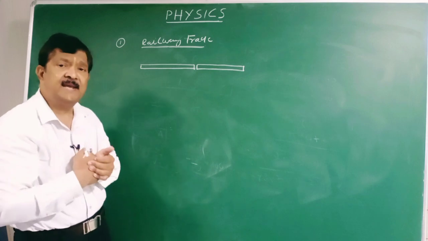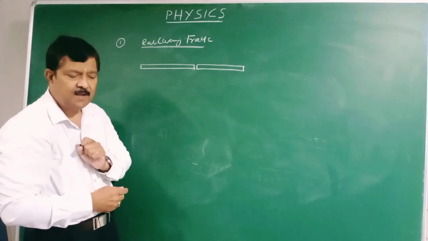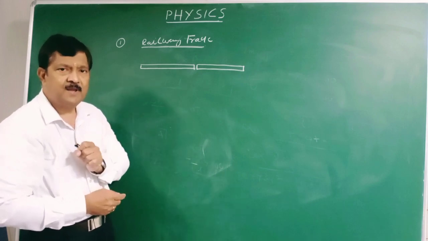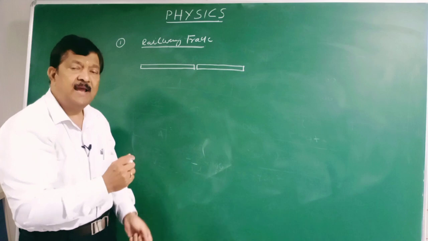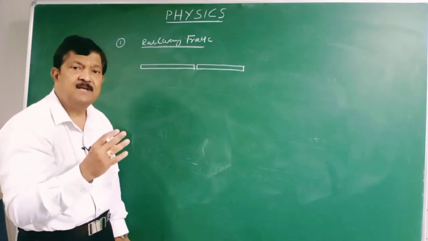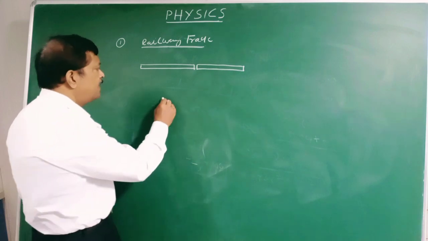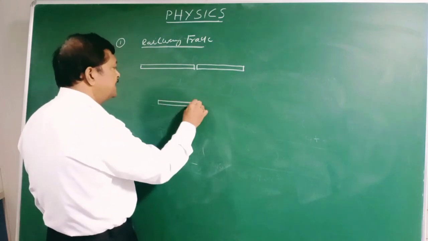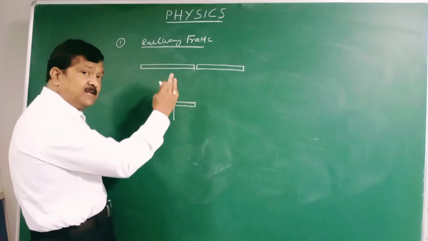When we discuss the gap to be left, we should remember one important thing. Suppose there is a rod. When the rod is heated, we said it expands. But how does it expand? Expansion will take place in the direction where it is free. For example, a rod is suspended from a fixed point at its midpoint, and it is heated.